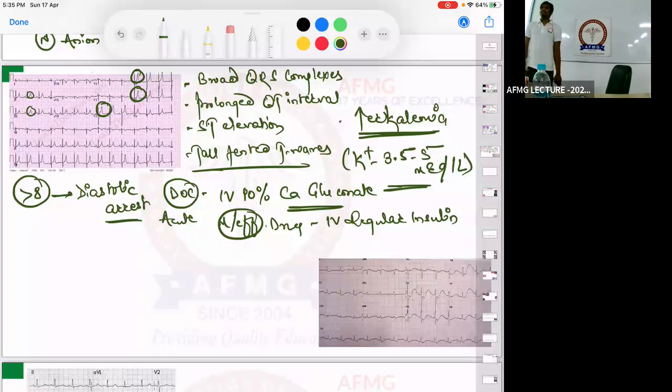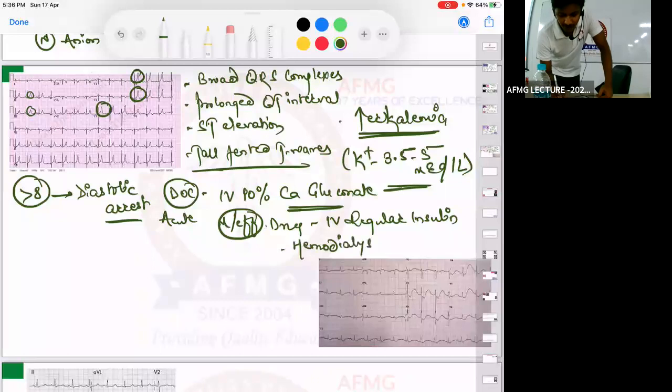Along with that, definitely we can give a beta 2 agonist like salbutamol. So salbutamol nebulization can also be given to the patient. It will also cause same action like insulin, send potassium inside the cell. But insulin is more effective, therefore it is the most effective drug. The last question: most effective treatment or the treatment of choice? It is hemodialysis. Most effective treatment would be hemodialysis.